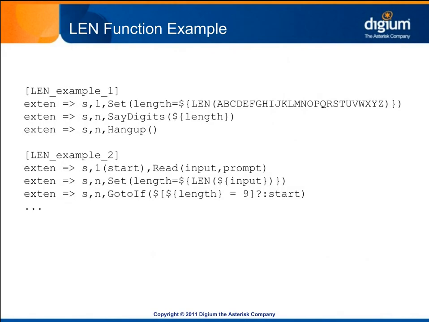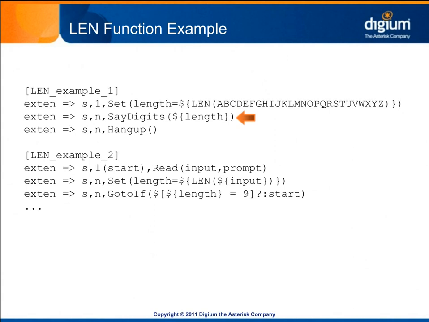TIMEOUT and CALLERID are just two of over 100 functions available in Asterisk. There are other functions available that do not directly affect channel settings, but can be used to otherwise manipulate data or call flow in the dialplan. One example is the LEN function. This simple function returns the number of characters present in the argument passed to it. Here we call the LEN function with an argument consisting of the entire Roman alphabet. LEN will return the value of 26, which is stored in a variable named length. In the next priority, the variable is passed to the SayDigits application, so we expect to hear 2, 6.